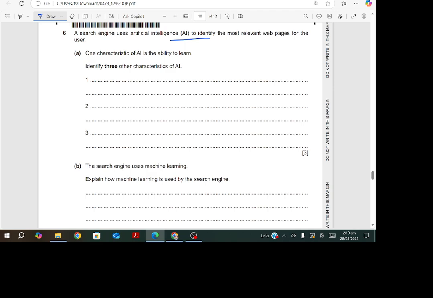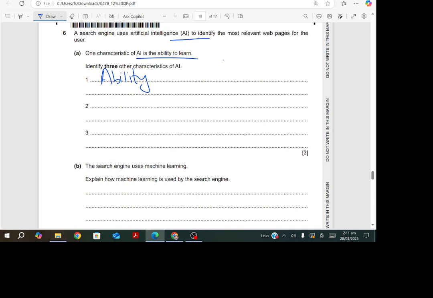Okay, now comes question number 6, which is from AI. A search engine uses artificial intelligence to identify the most relevant web pages for the user. One characteristic of AI is the ability to learn. Identify three other characteristics. This question has been asked previously as well. Ability to learn, ability to adapt, ability to reason. You can say it can specify the rules for the data. It also allows us to collect the data. So ability to learn is there.